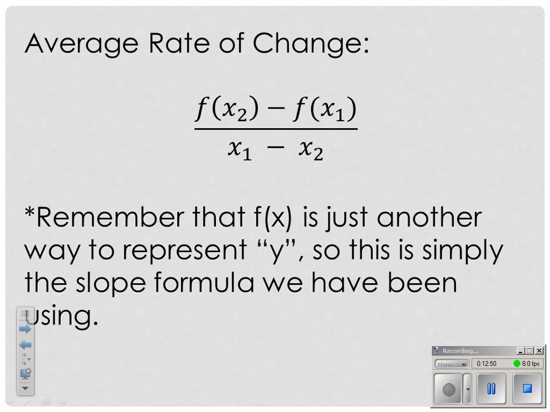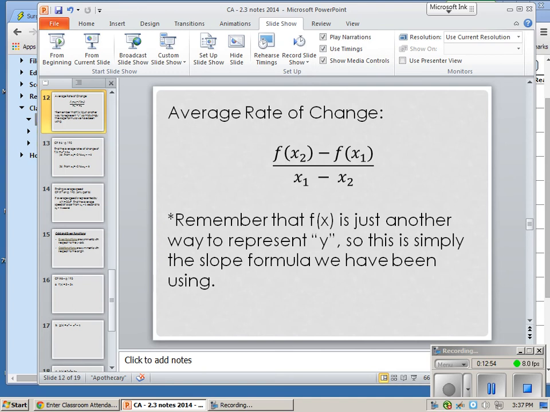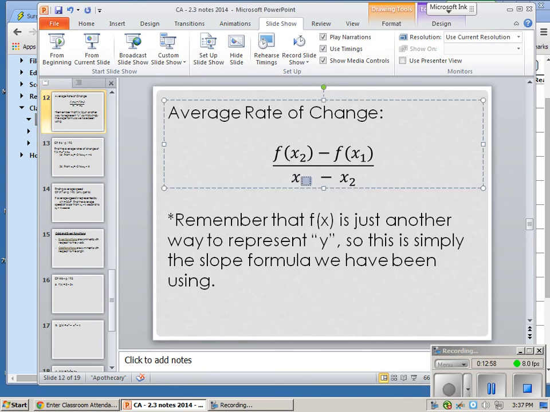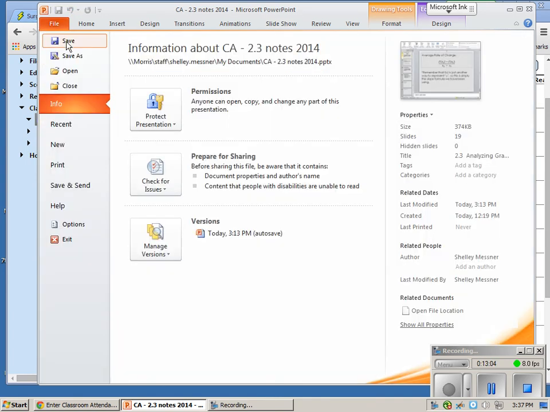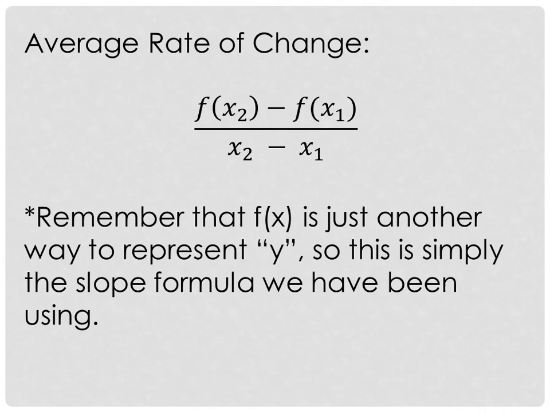Other than the fact, hold on, that I messed up my typing just a little bit. Let me fix this. This is supposed to be a 2 here, and this is supposed to be a 1 here. Sorry about that. But now it's right. Okay, so remember that f of x is just another way to represent y. So we are looking at using slope to figure out rates of change.